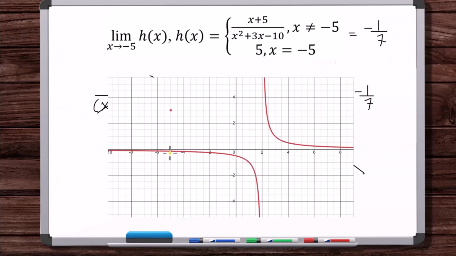Right, so there's the hole at x equal to minus 5, and there's what the function is defined to be at x equal to minus 5. h of minus 5 is positive 5, but it doesn't matter. The limit is just the y value at this hole, minus 1/7.